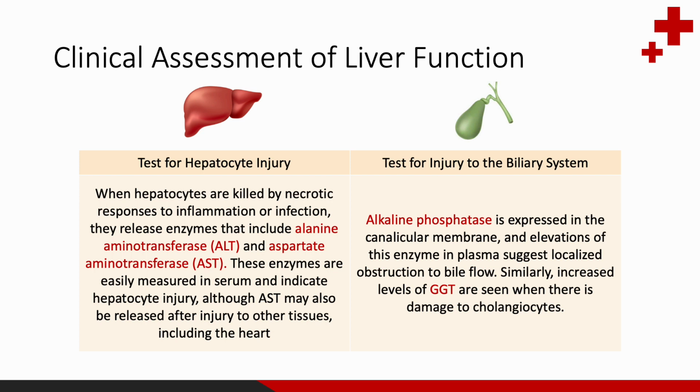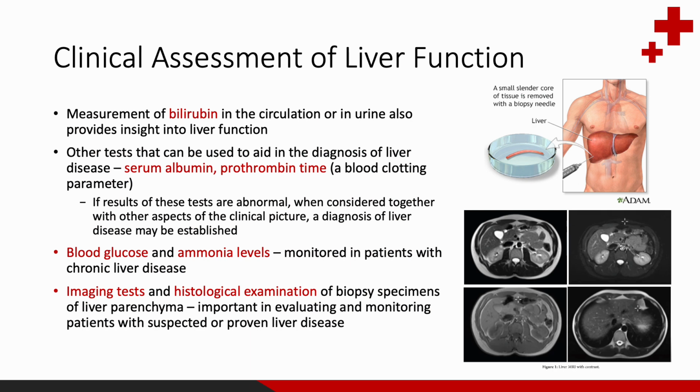Tests for injury to the biliary system include the alkaline phosphatase and the GGT. Alkaline phosphatase is expressed in the canalicular membrane, and elevations of this enzyme in plasma suggest localized obstruction to bile flow. Similarly, increased levels of GGT are seen when there is damage to cholangiocytes. Measurement of bilirubin in the circulation or in urine also provides insight into liver function.